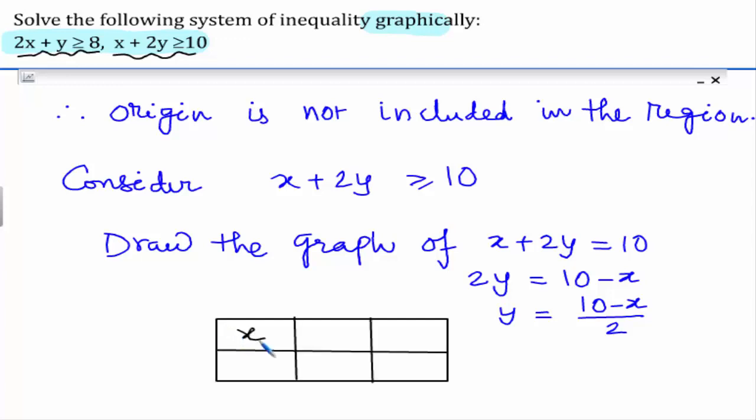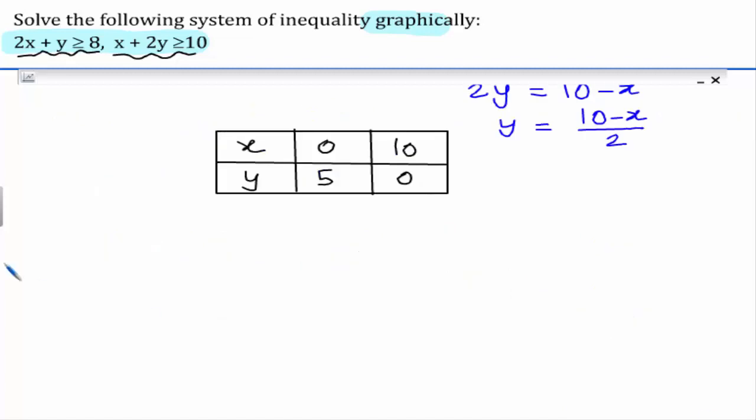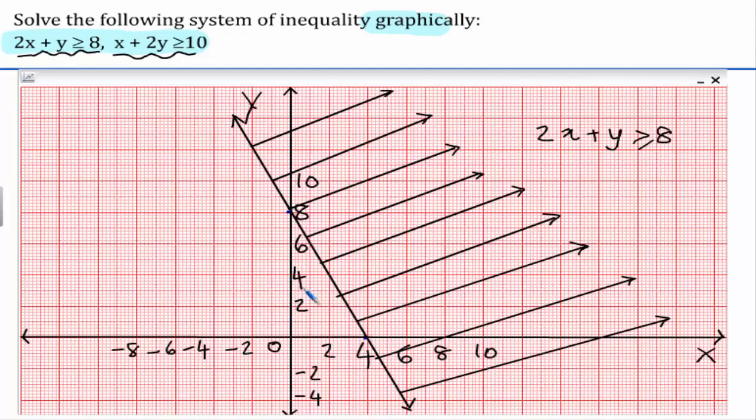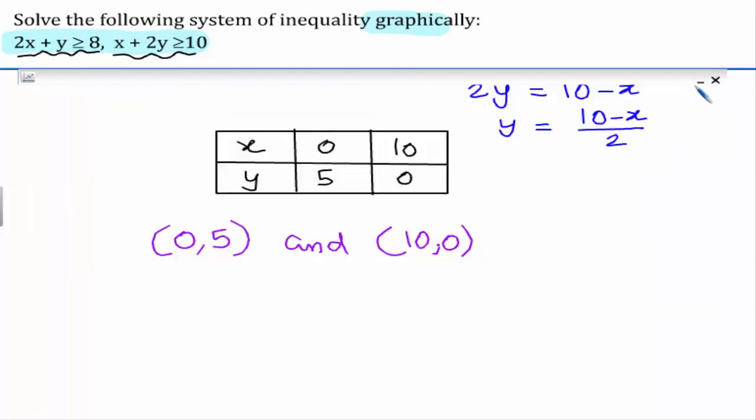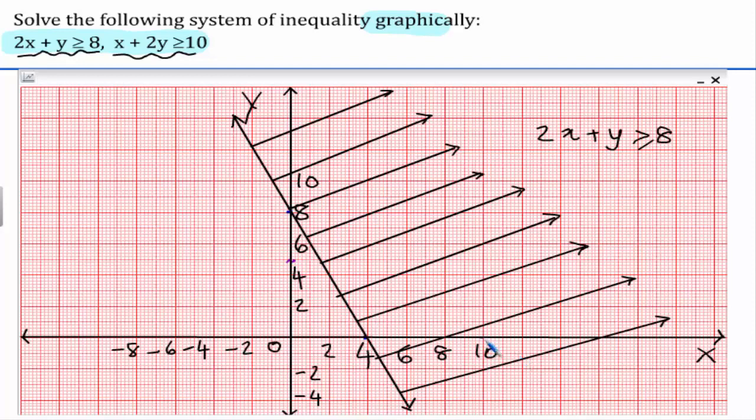As usual, let us select the values for x and we get the values for y. If x is equal to 0, then we get 10 by 2, y will be 5. If x is equal to 10, then the y value will be 0. So the ordered pairs will be (0, 5) and (10, 0). Now let us plot these 2 points. (0, 5) will be here and (10, 0) will be on the x-axis here. Now let us join these 2 points.